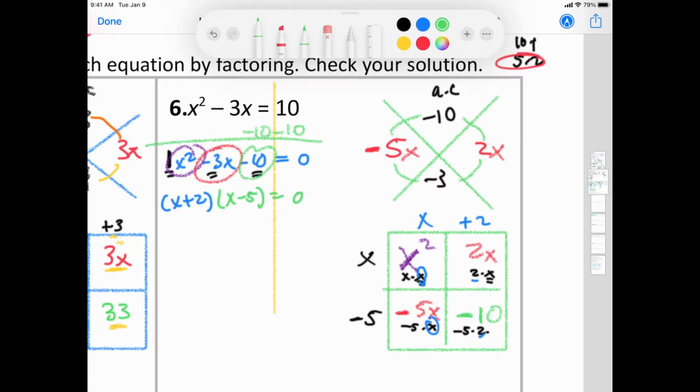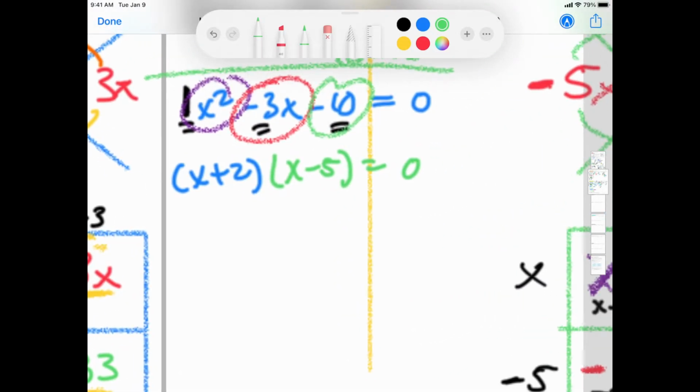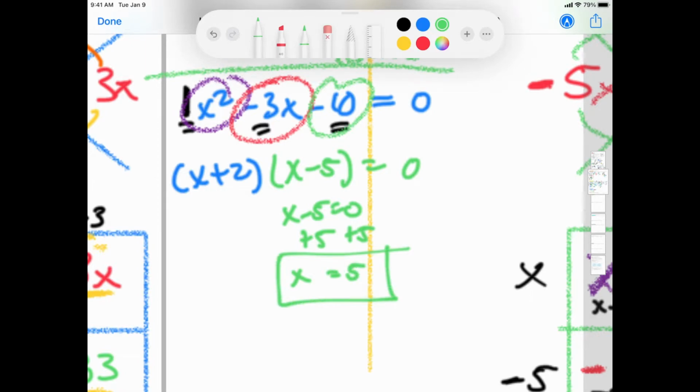Okay, we just factored using the Xbox method. Let's go ahead and solve these. Set them equal to 0. X equals 5. This one, x plus 2 equals 0. X equals negative 2.